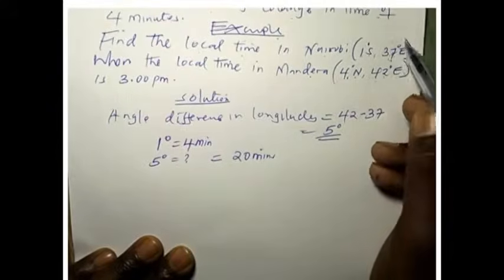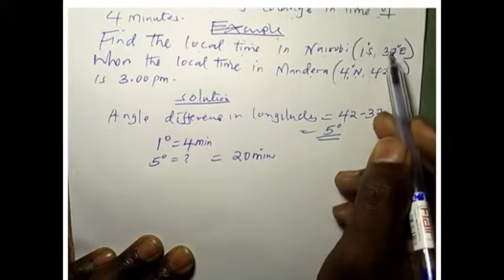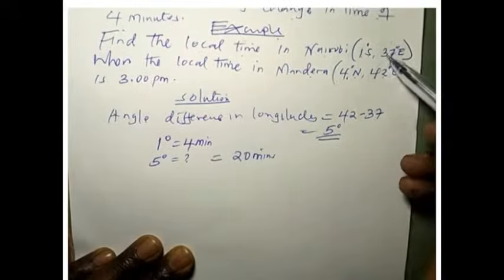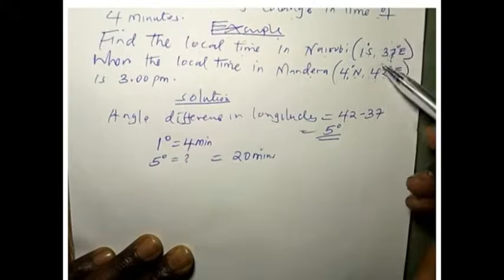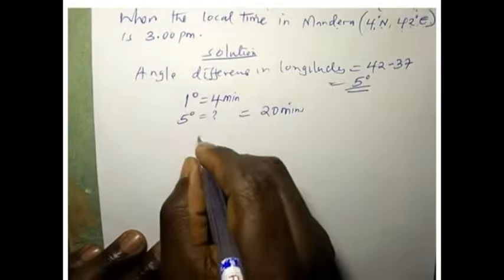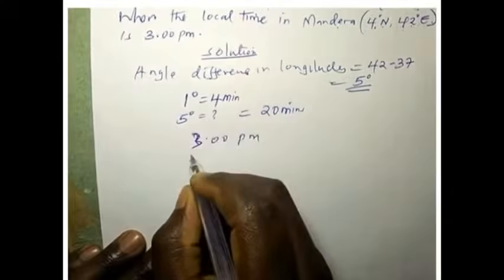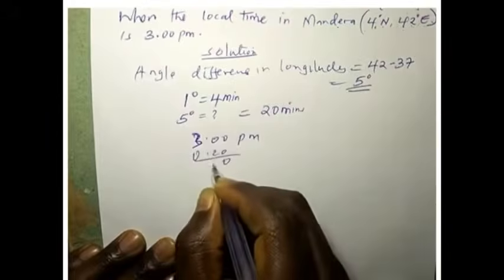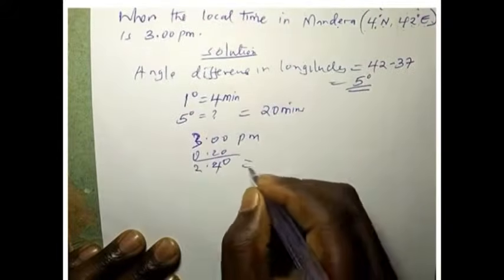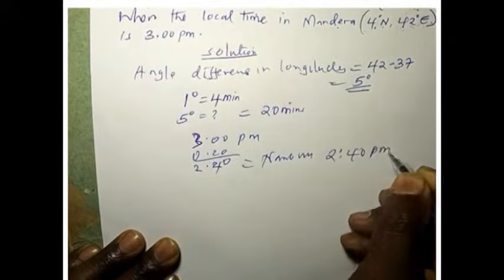So for us to get the time in Nairobi, which is behind Mandera, we are going to subtract the time, because Nairobi is behind. Nairobi is to the west of Mandera. So if in Mandera it is 3 p.m., then Nairobi will be 20 minutes behind. So Nairobi will be 2:40 p.m.